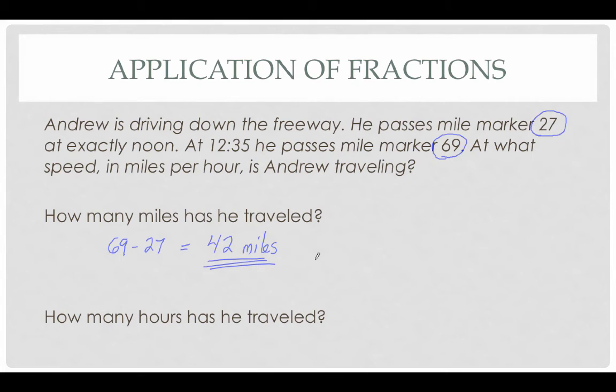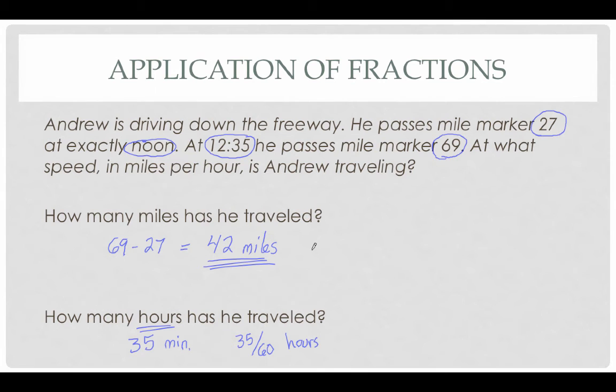All right, so now how many hours has he traveled? Well, he started at noon, which is 12 o'clock, and then 12:35 is 35 minutes later. So 35 minutes, but we want to know hours, right? So 35 minutes is 35 out of 60 hours. So I've got a fraction. So now what was his speed in miles per hour?